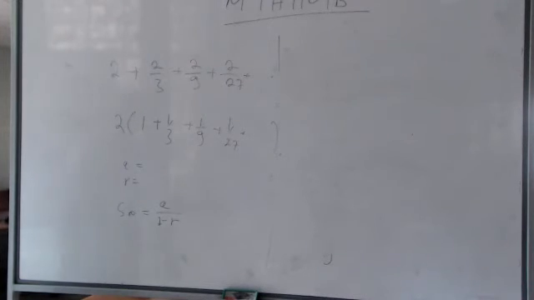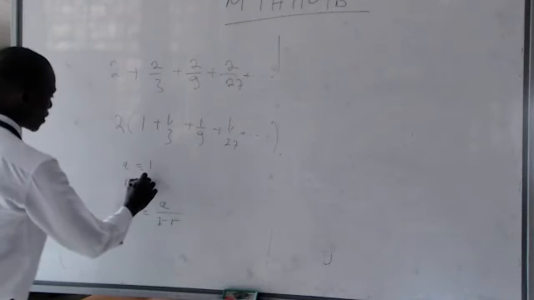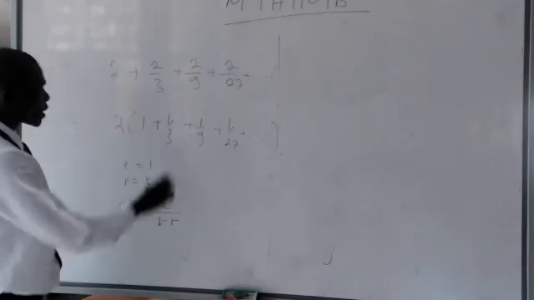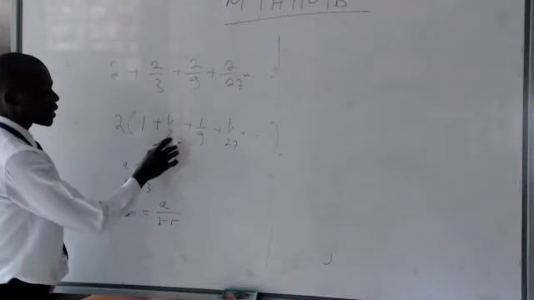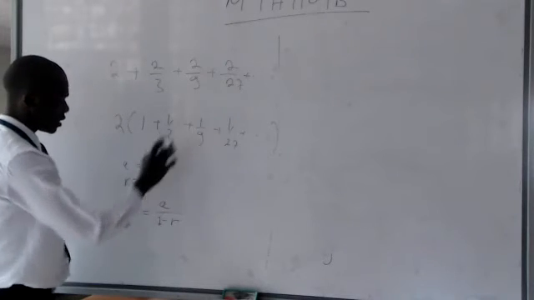The first term is 1. Good. And what is the common ratio? A third. Good. The common ratio is a third. So you take a third divided by 1, or a 9 divided by a third, or a 27 divided by 9, it should be a third.